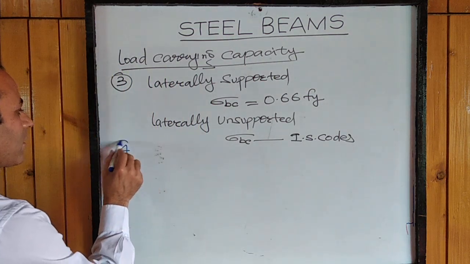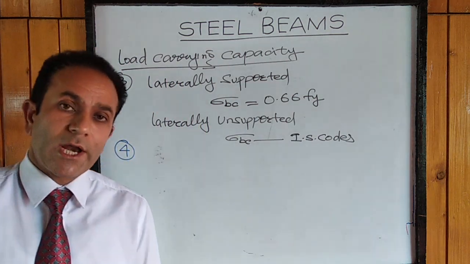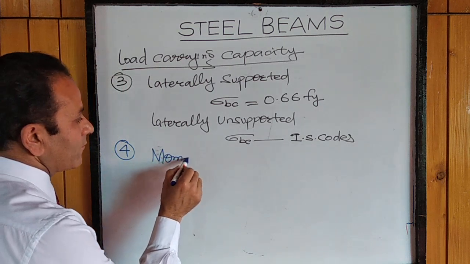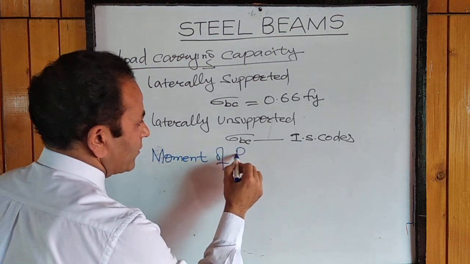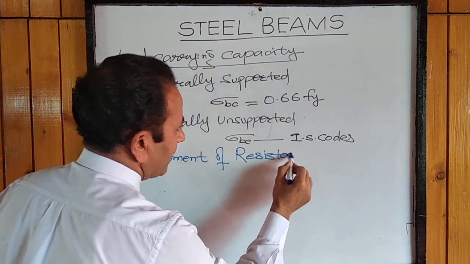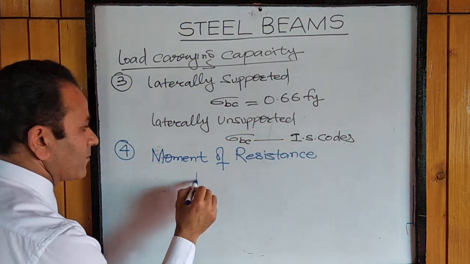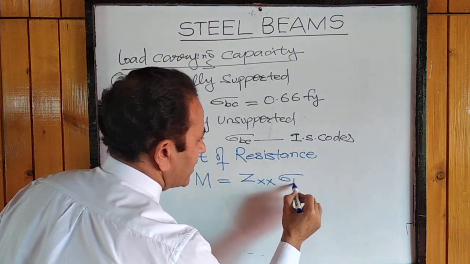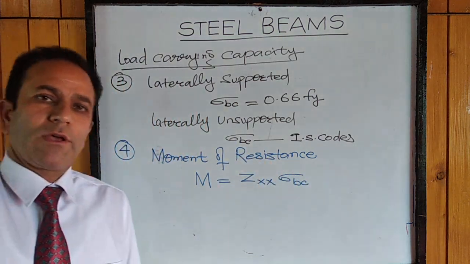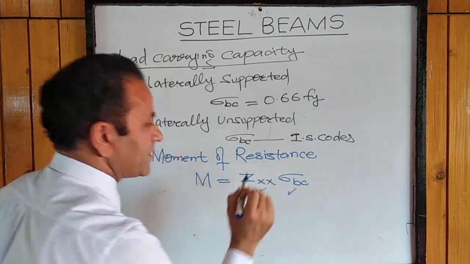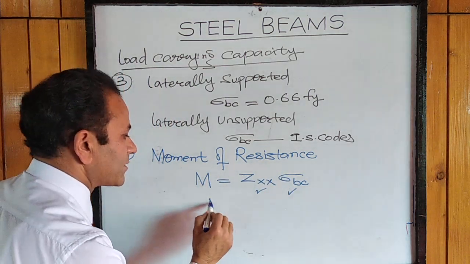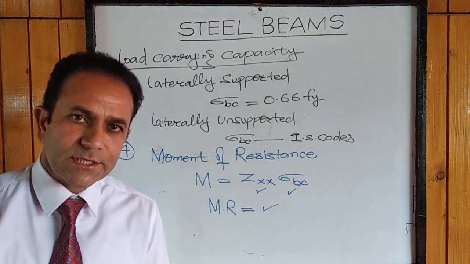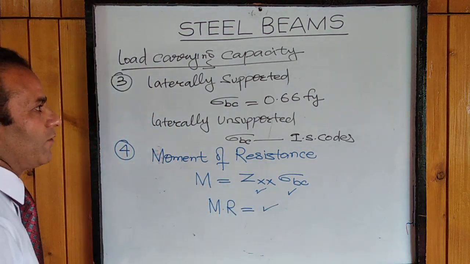After we have sigma bc and the section modulus Z with us, we can go for the moment of resistance. From our basic equation, moment of resistance is equal to the section modulus multiplied by the bending stress. We have Zxx and sigma bc, so we can calculate the maximum moment of resistance which the beam will offer for these conditions.